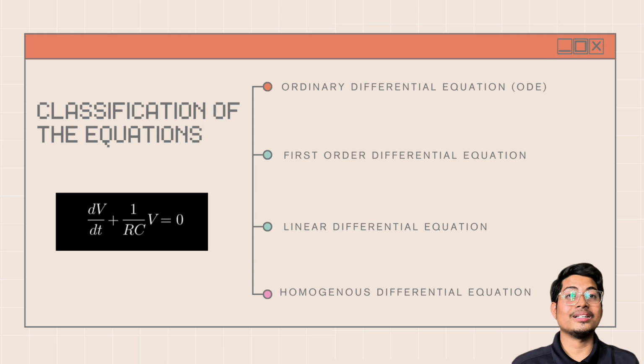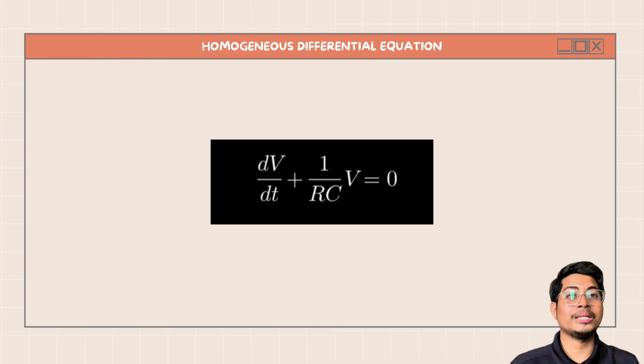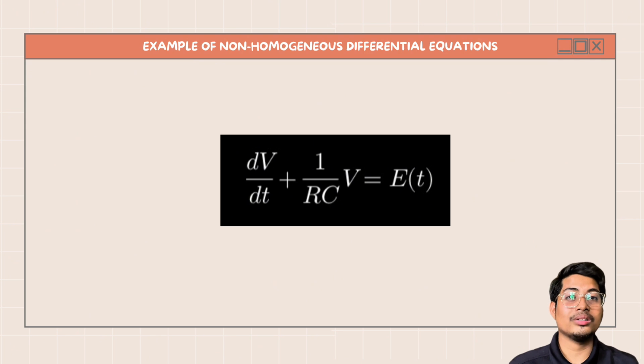Lastly, this is a homogeneous differential equation because all terms involve either the dependent variable v or its derivative dv over dt. The equation does not have any external function or constant term. For comparison, an example of a non-homogeneous equation would be like this, where E(t) represents an external voltage source. This equation would be non-homogeneous because E(t) is independent of v, meaning there is an external influence affecting the system.